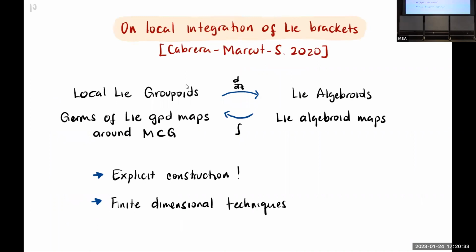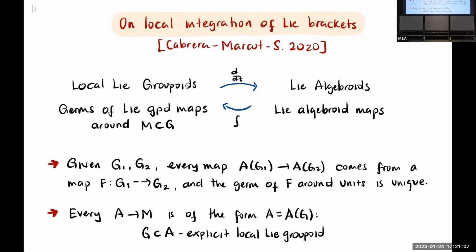In this paper with Alejandro Cabrera and Ioan Marcut, what we did was to address this problem and solve it, and our construction was very explicit. Given an algebroid, we constructed a local groupoid, and this local groupoid only depends on the algebroid data. It uses finite dimensional techniques, so it's very natural somehow. We have two main results. The first one says that whenever you have two local groupoids and a morphism between the algebroids, you can integrate this map to a local groupoid morphism.